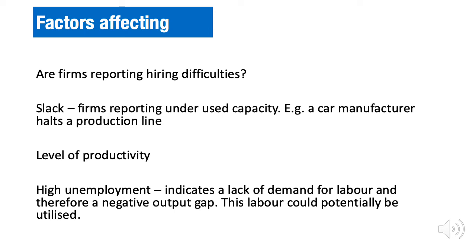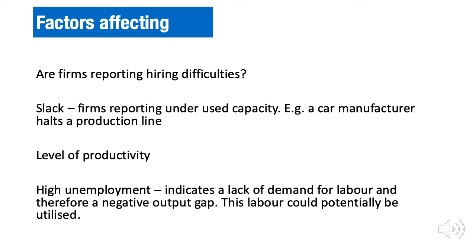On the contrary, a firm might be reporting a bit of slack, right? Underutilised capacity. So a car manufacturer might have to halt a production line if they've got more than one. That indicates that demand is depressed, and therefore it has to slow production because it's not fully utilising all of the resources it has available to it.